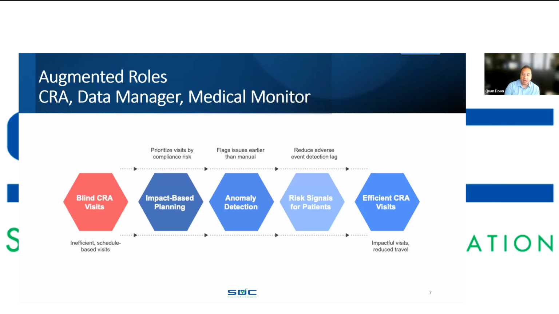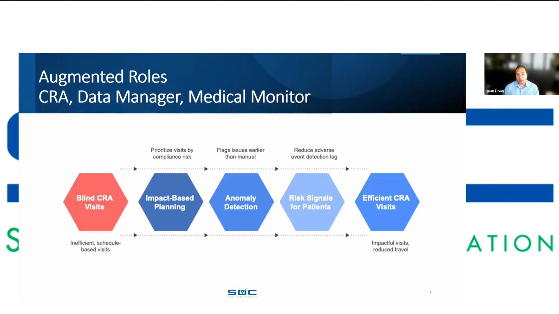We know that manual oversight is inherently error prone, right? When we have automated tools that are highly predictive, they can apply consistent logic, detect subtle data drift, right? If we're looking at the gamut of what can go wrong within our data, and then trigger timely queries.